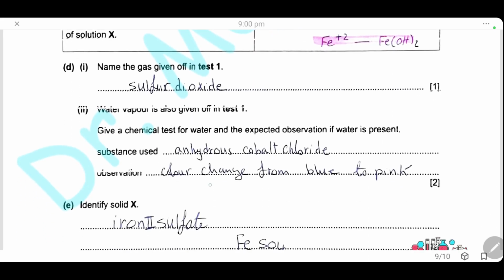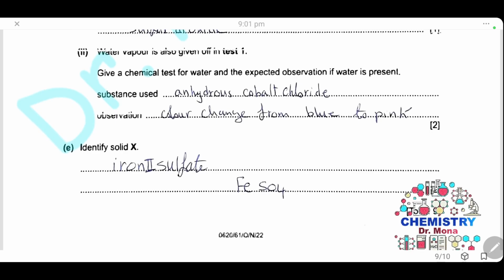Water vapor is also given off in test 1. Give a chemical test for water and the expected observation if the water is present. So we want to test the presence of water. We can use anhydrous cobalt chloride. It is blue in color. The observation that indicate the presence of water, that the blue color change into pink. The color of the anhydrous cobalt chloride change from blue to pink. Identify solid X, as we said that solid X is iron 2 sulfate.